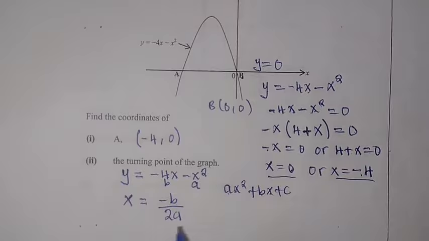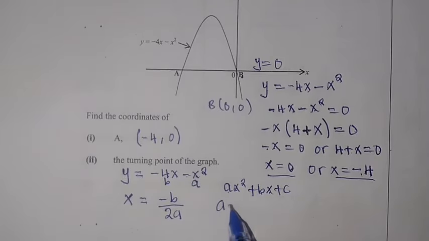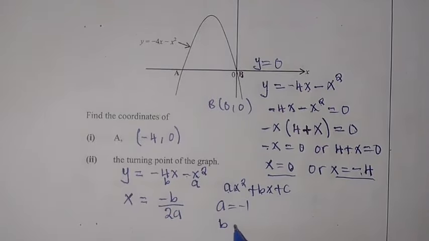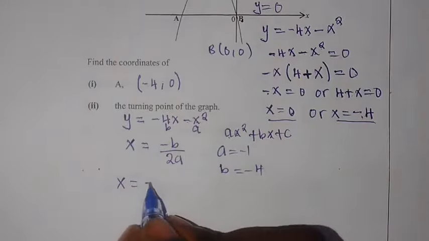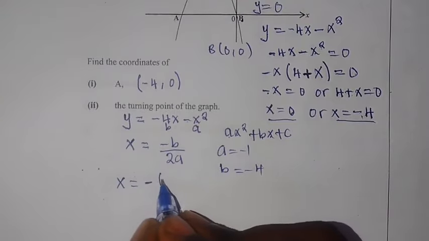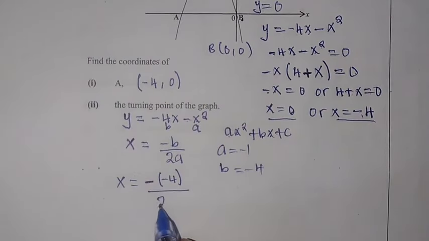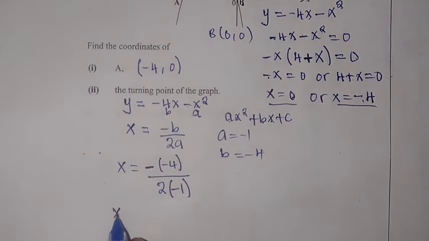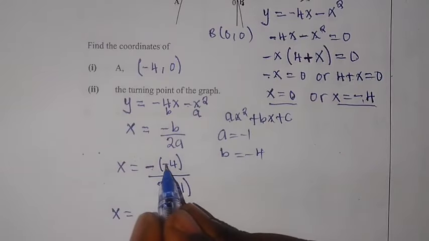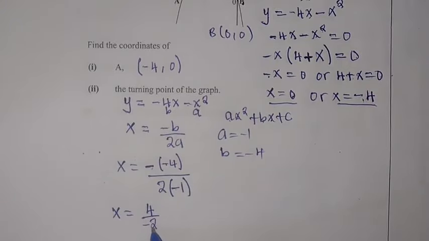So from here we can see that the coefficient of x squared is negative 1. So a is equal to negative 1, then b is equal to negative 4. So I can just substitute them in our formula. We are going to have x is equal to, where there is b, we put a negative 4, and this negative is the one which is on the formula, over 2, open bracket, where there is a, we put negative 1. Then x is equal to negative negative 4, so we remain with a positive 4, over 2 times negative 1, which is negative 2.